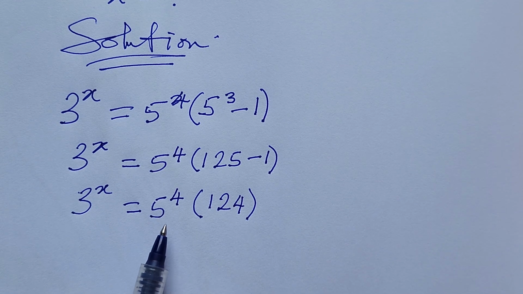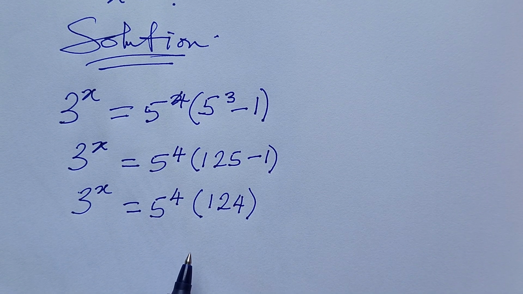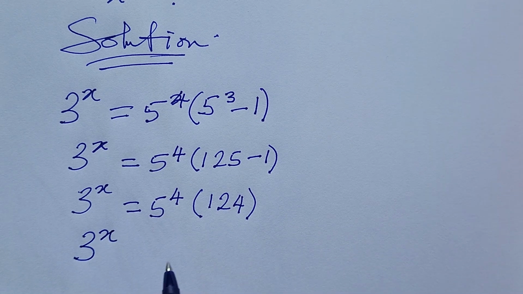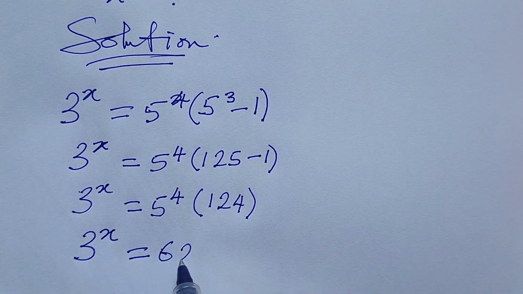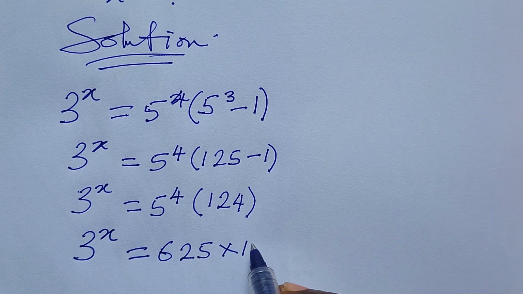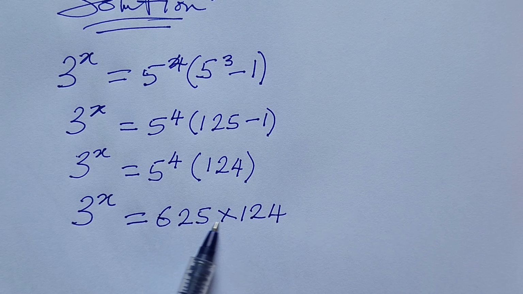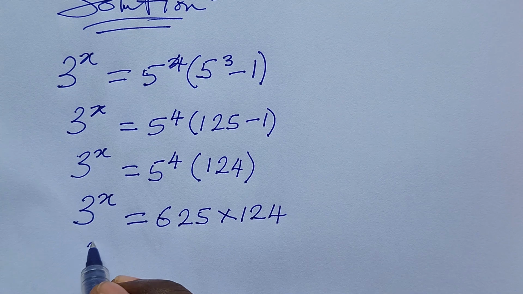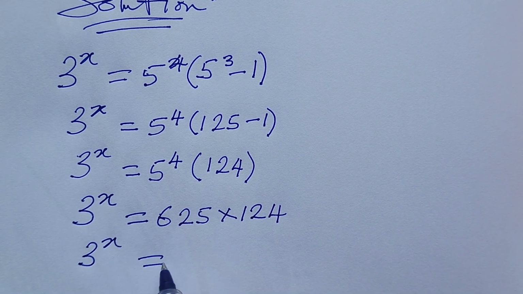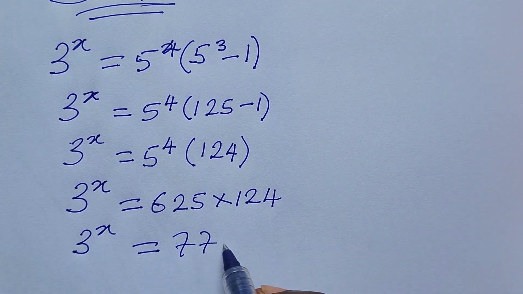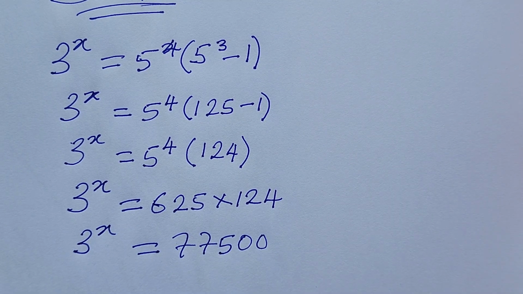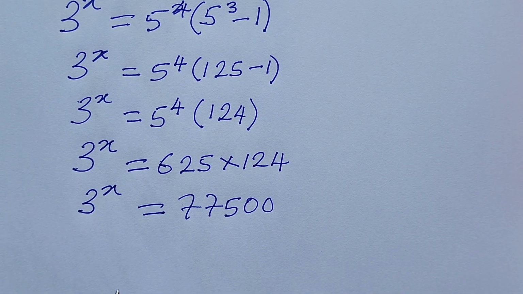Okay, then if we look carefully, we can find the value of this without the use of a calculator. 5 to the power of 4 is 5 times 5, 25, times another 5, 125, times another 5, that is 625. So this will now give us 3 to the power of x is equal to 625 times 124. Easy. We can use the normal multiplication method to get the answer to this. So if we do that, we're going to have 3 to the power of x is equal to 77500.